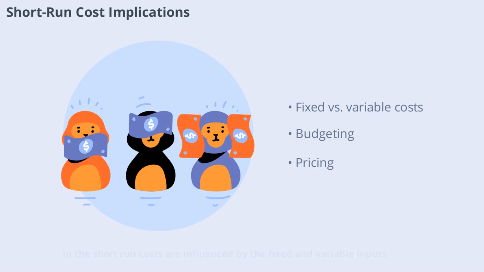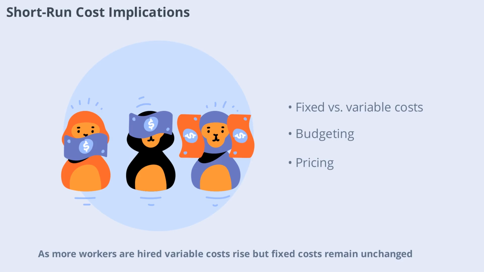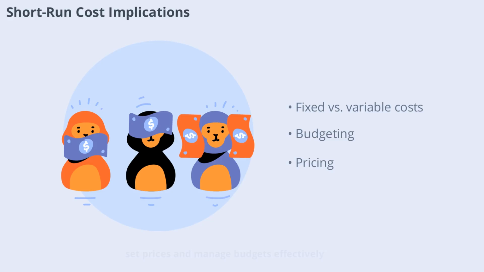In the short run, costs are influenced by the fixed and variable inputs. As more workers are hired, variable costs rise, but fixed costs remain unchanged. Understanding these cost structures helps businesses set prices and manage budgets effectively.